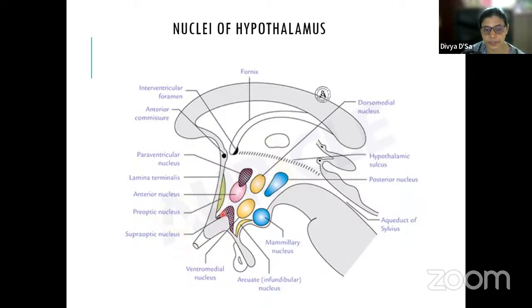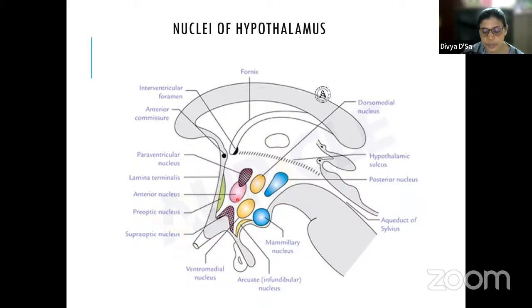Now this is the preoptic region, right? In the preoptic region, there is the preoptic nucleus. What does this preoptic nucleus do? It regulates the release of the gonadotropin hormone. Then in the supraoptic region we have three: the supraoptic nucleus, the paraventricular nucleus, and the anterior nucleus.